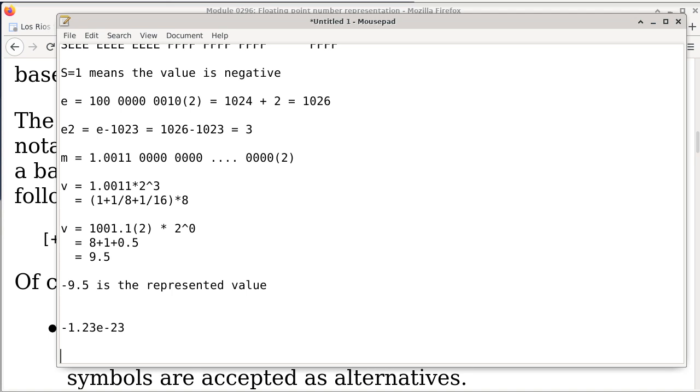Well, the mantissa, yeah, go ahead. Oops. It's going to come back.